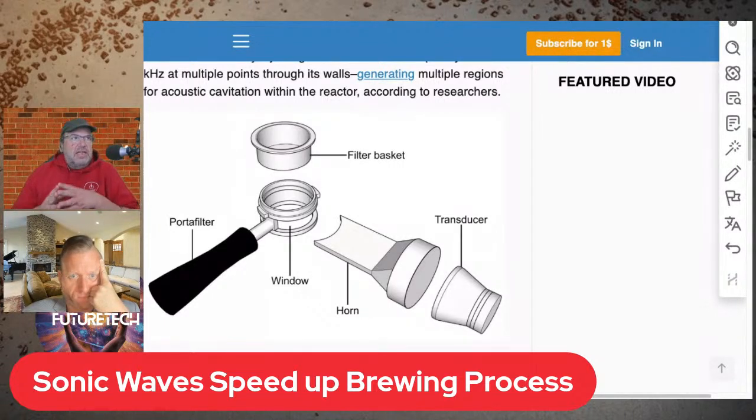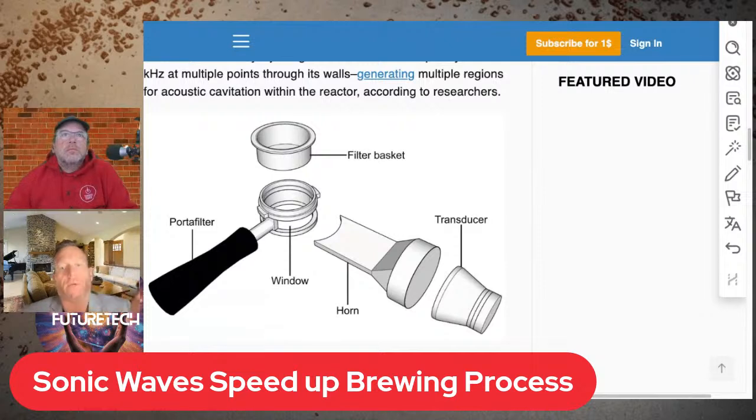How exactly do the sound waves speed up the process? Like, what is the chemical reaction, to say that it changes from 24 hours to 3 minutes? Yeah, so getting into a little bit more detail on that. These are high frequency sound waves.